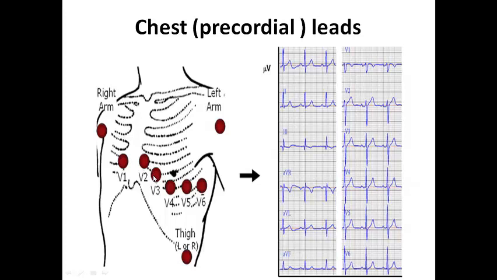We will ignore V3 just for a minute, and we will see that V4 is in the left fifth intercostal space at the mid-clavicular line, and so V3 will be midway between V4 and V2.